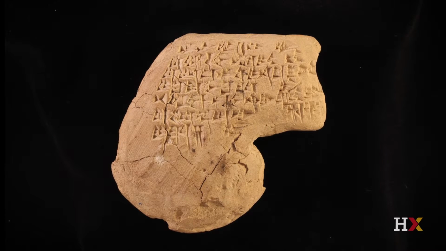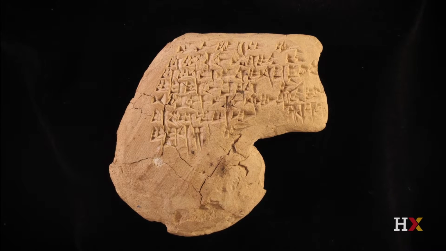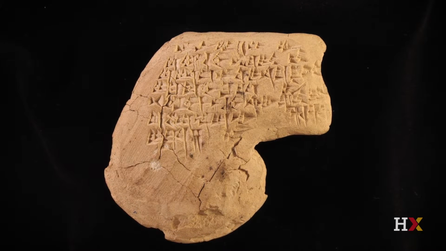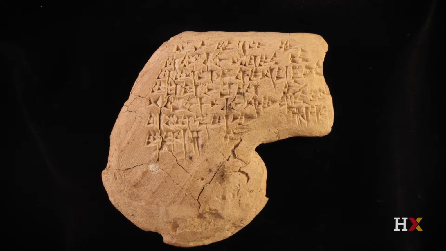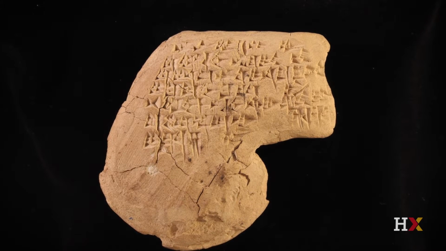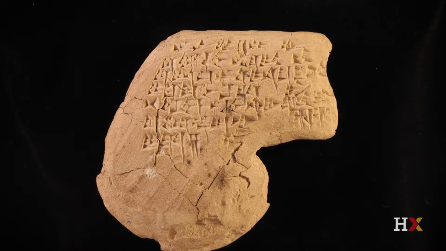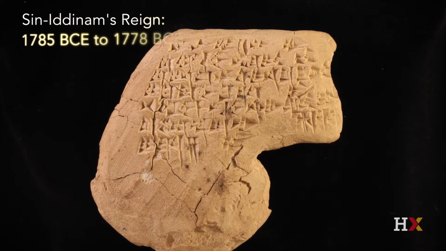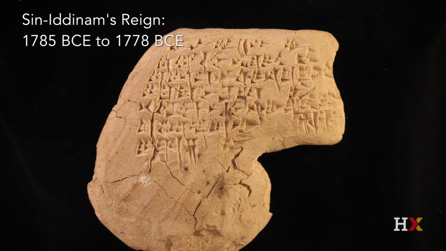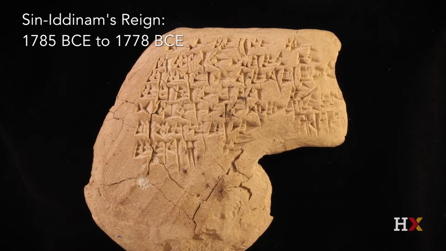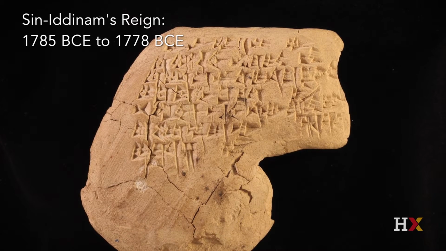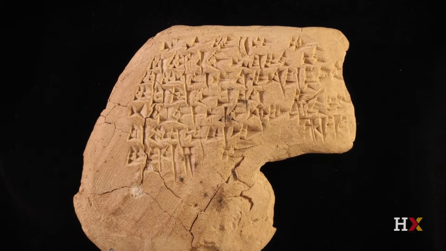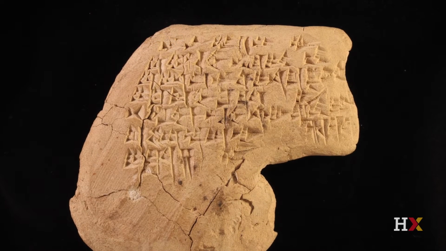Here we have another liver model. This one is of unknown provenance. It probably dates to roughly 1900 to 1800 BCE. And it has a longer inscription which reads as follows: This liver concerns King Sinidinam, to whom something happened at the time when, in the temple of Shamash, he participated in a religious festival.